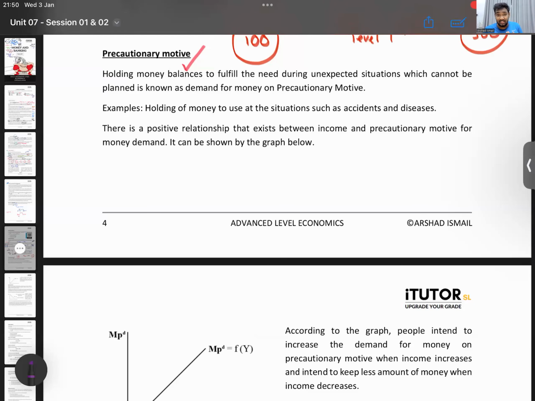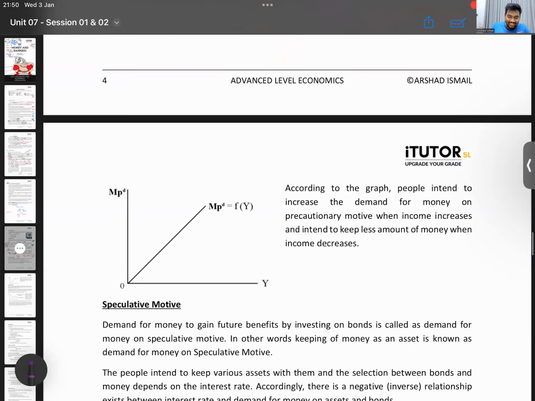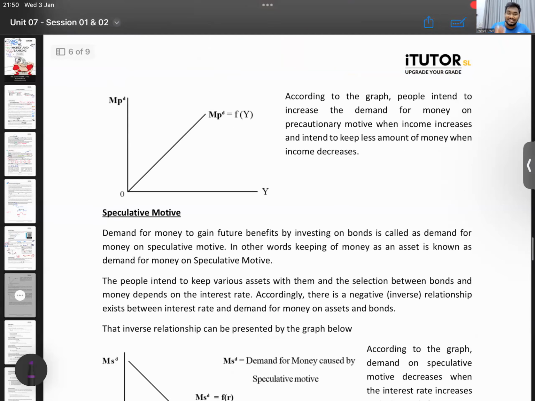A rich family earning, let's say, 1 million a month. Those fellows would have a lot of money, right? In their almirah, they have a lot. So demand for money under the precautionary motive also depends on what? It depends on income. What type of relationship? Again, a positive relationship.